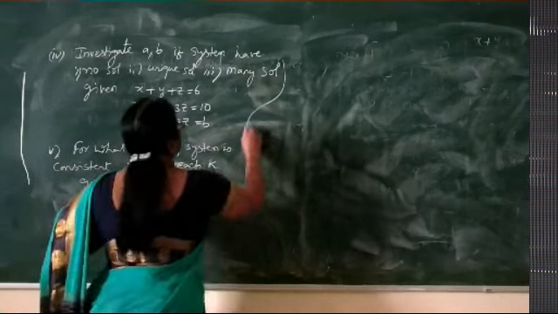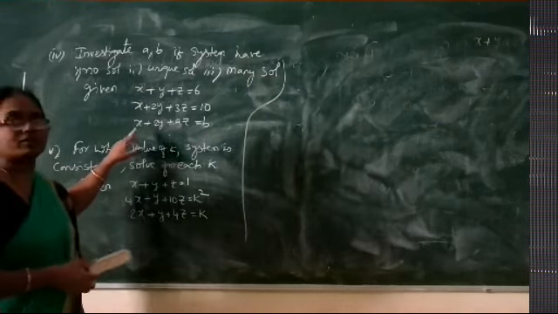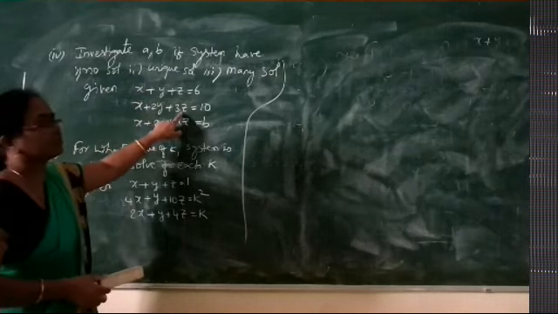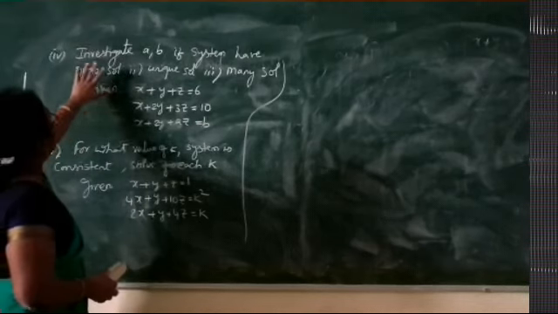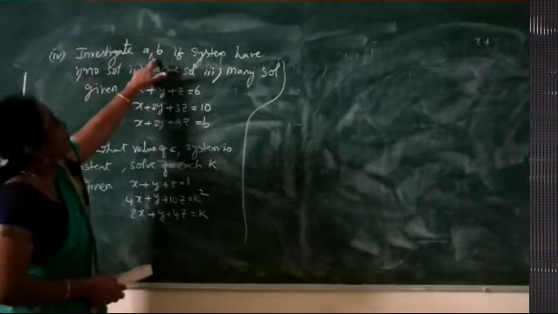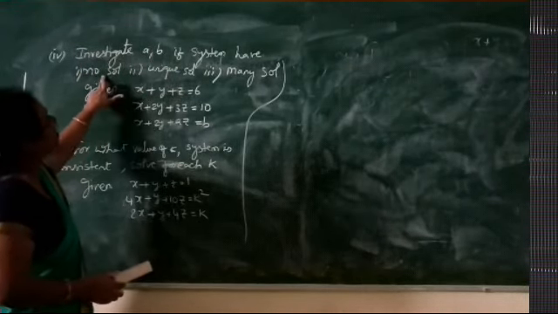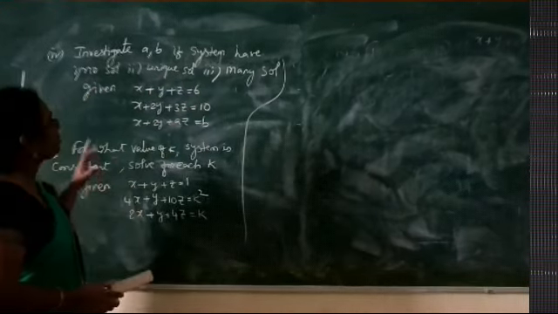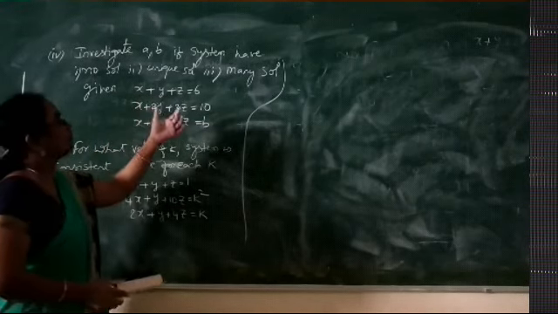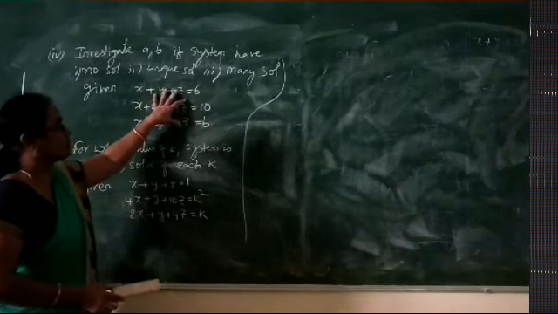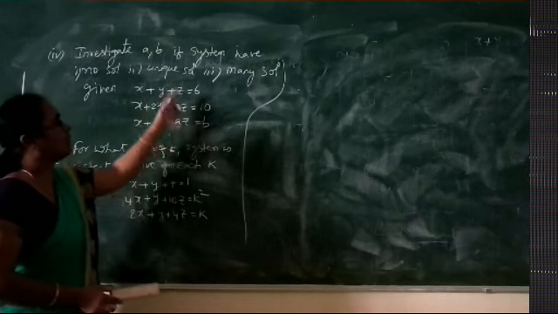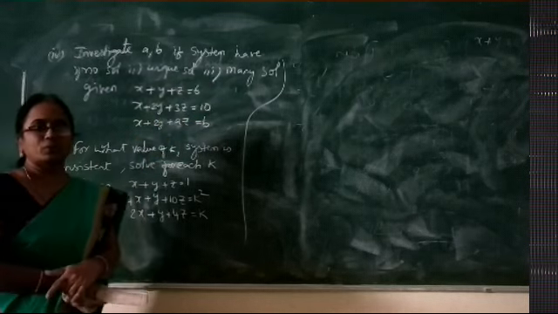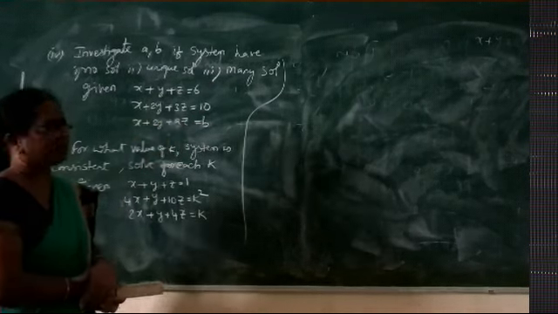Look at the fourth question. Please look at the fourth question. There are 3 equations and 3 unknowns. So the given problem is to investigate the values of a and b so that the system has no solution, unique solution, many solutions. So we have to determine here in this problem for what values of a and b the system has no solution, for what values of a and b the system has unique solution, for what values of a and b the system has many solutions. That is what our problem is.